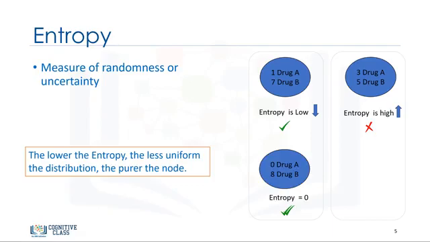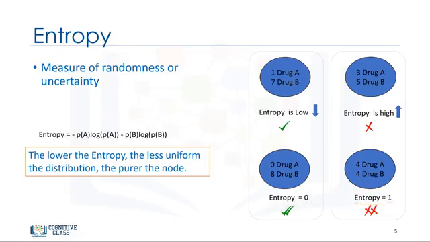If the samples are completely homogeneous, the entropy is 0, and if the samples are equally divided, it has an entropy of 1. This means if all the data in a node are either drug A or drug B, then the entropy is 0. But if half of the data are drug A and the other half are B, then the entropy is 1. You can easily calculate the entropy of a node using the frequency table of the attribute through the entropy formula, where P is for the proportion or ratio of a category, such as drug A or B.